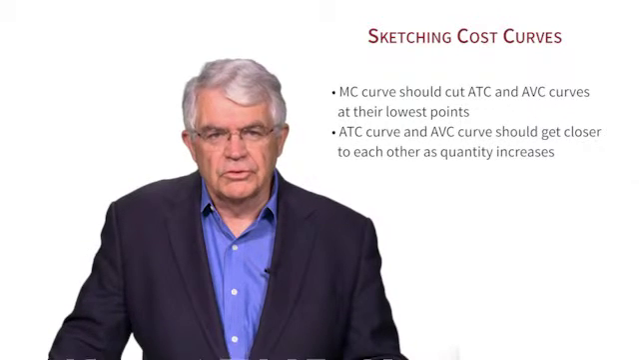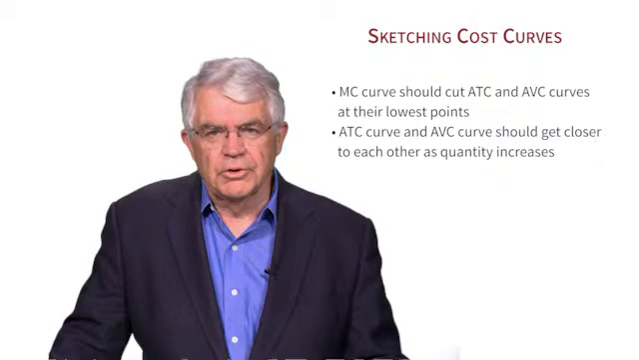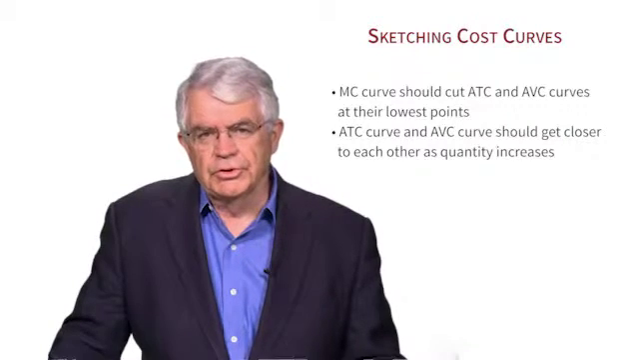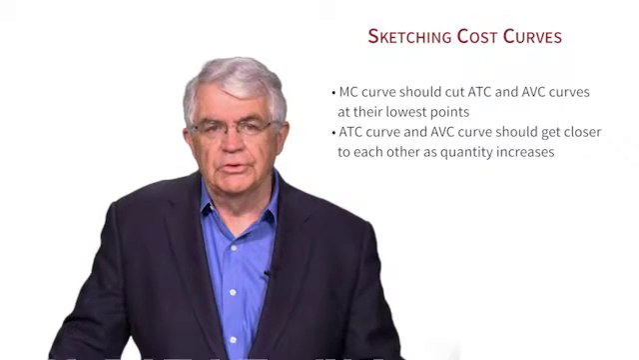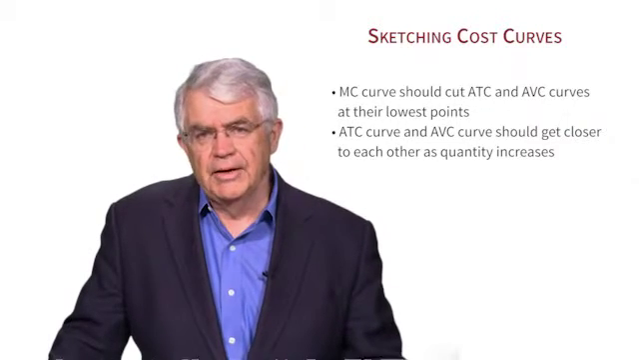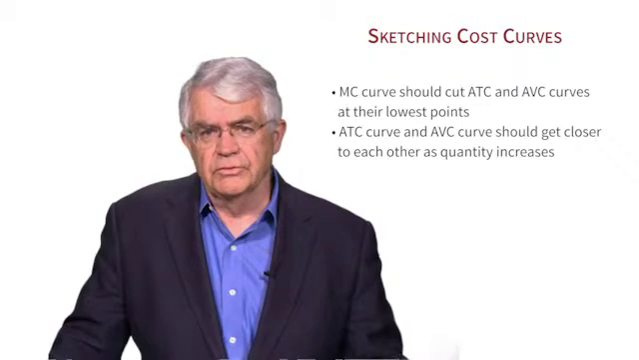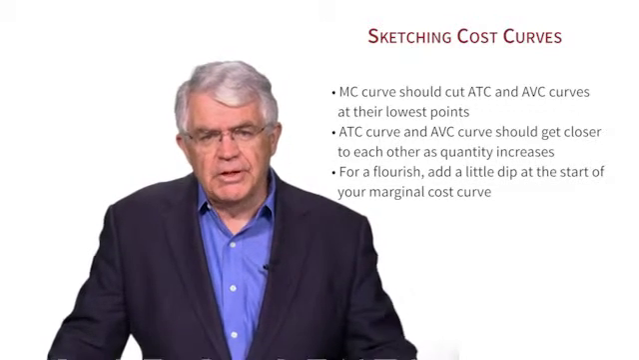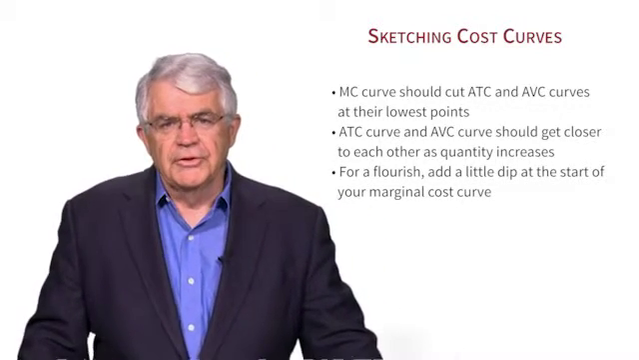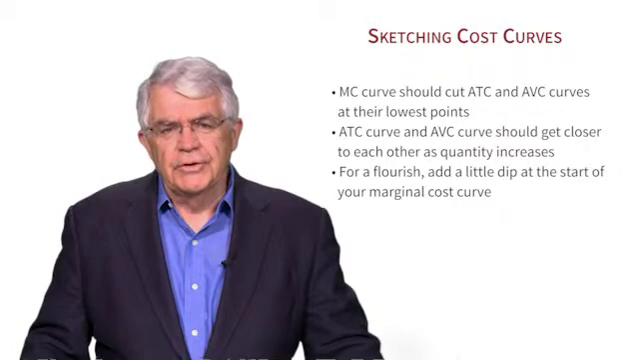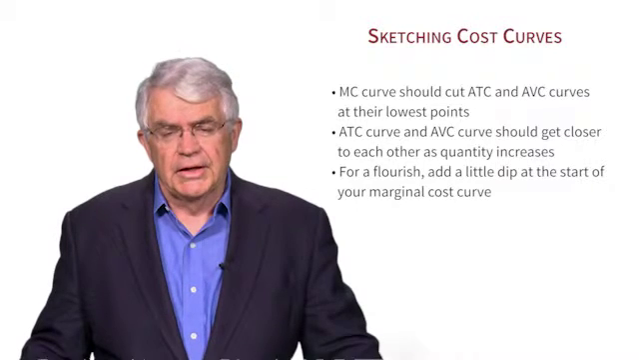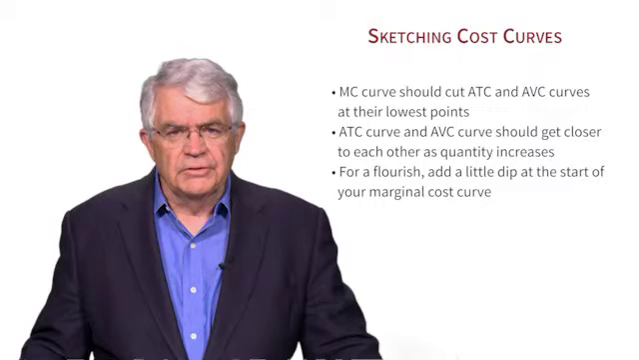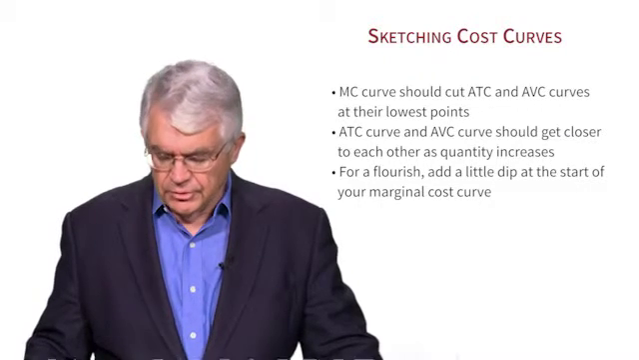In addition, the average total cost curve and the average variable cost curve should get closer to each other as the quantity increases. That is, the gap between the two diminishes. And remember, the reason for that is average fixed cost declines throughout the range of production. And then to make the diagram a little interesting, a little flourish, you can add a little dip at the start of the marginal cost curve to represent the fact that marginal cost can actually decline at low levels of output. So given all this, let's take a chance and draw the cost curves ourselves.